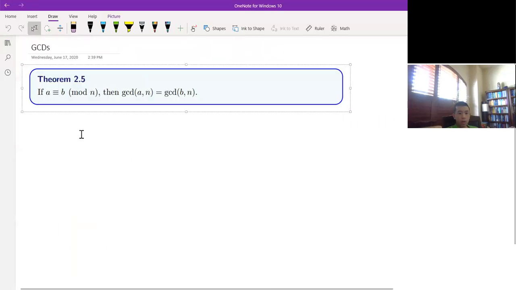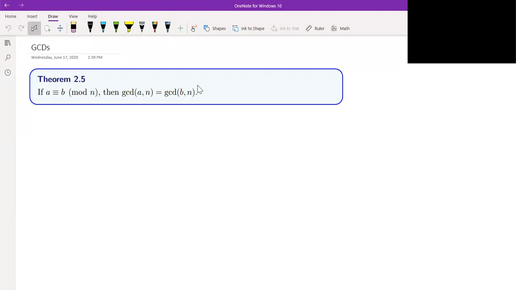Now we're going to go over a very quick theorem. If a and b are congruent to each other modulo n, then we have that the GCD of a and n is equal to the GCD of b and n. We can prove this using our definition of a congruence, because when we write a is congruent to b mod n, what we're really saying is that n divides a minus b, or that a minus b can be written as a multiple of n. So let's pick some integer k, where a minus b is equal to n times k.